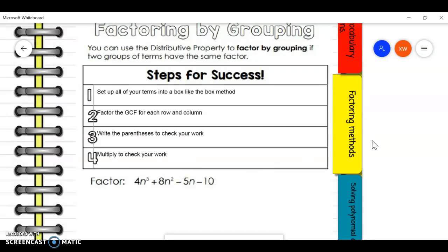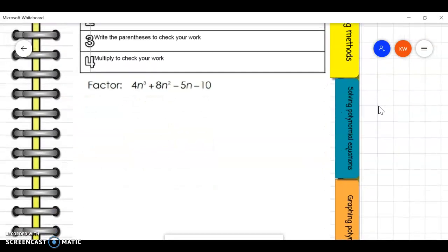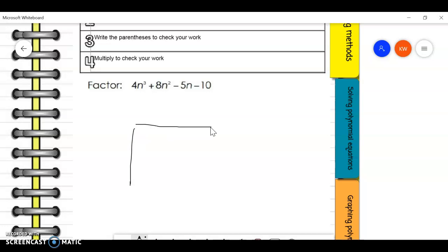Okay? Now, right here, we have 1, 2, 3, 4 terms. One thing I want you to notice is that none of these terms are alike. So that means that unlike some of the other multiplication we have done, this does not have anything that necessarily simplified down. So we got 4n to the third plus 8n to the second minus 5n minus 10.